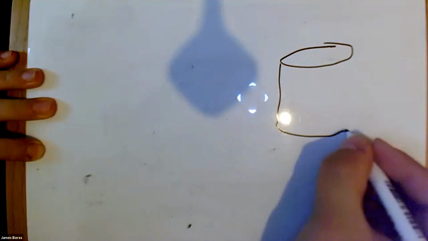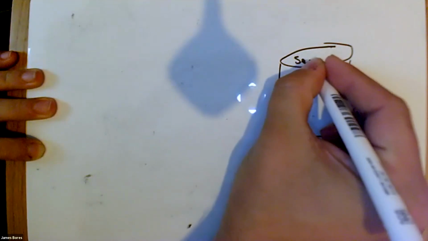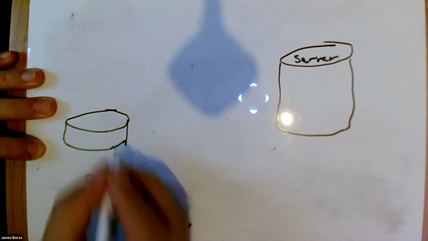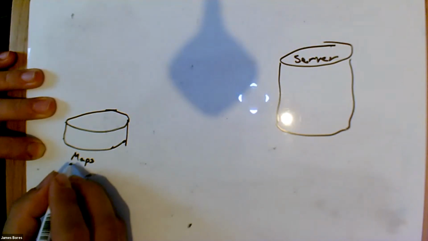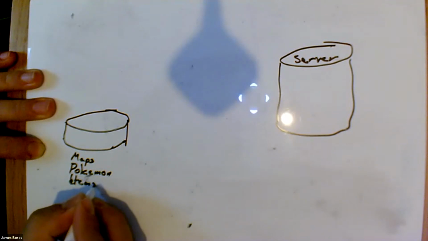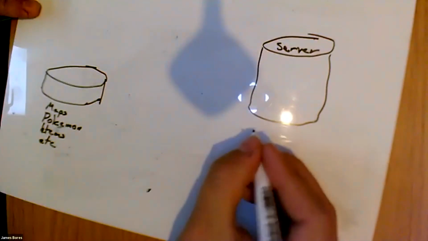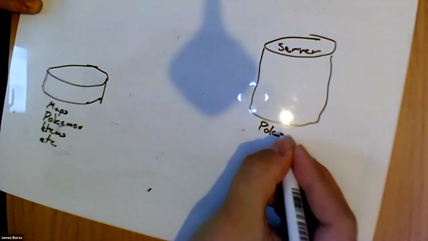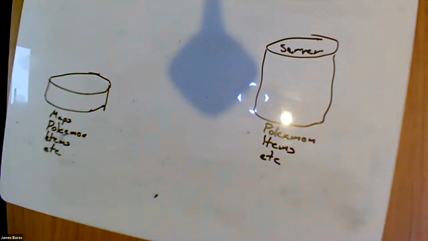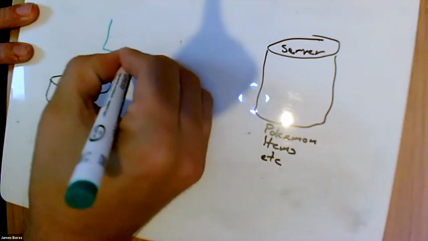So, storage. We have our data store, and we have our local cache, which will hold maps, Pokemon, items, etc. And in the middle of this, we have our app or our client. I say in the middle, actually sitting there.